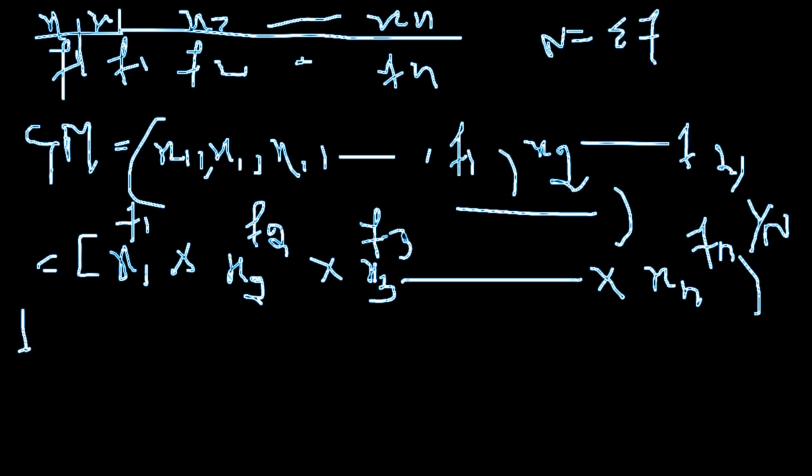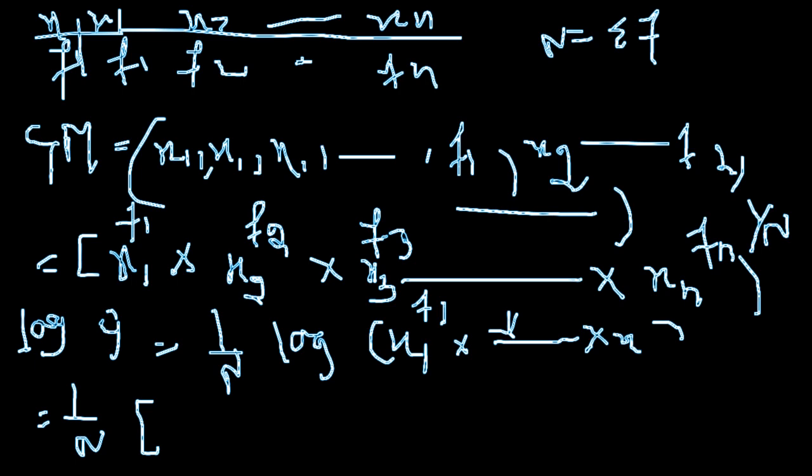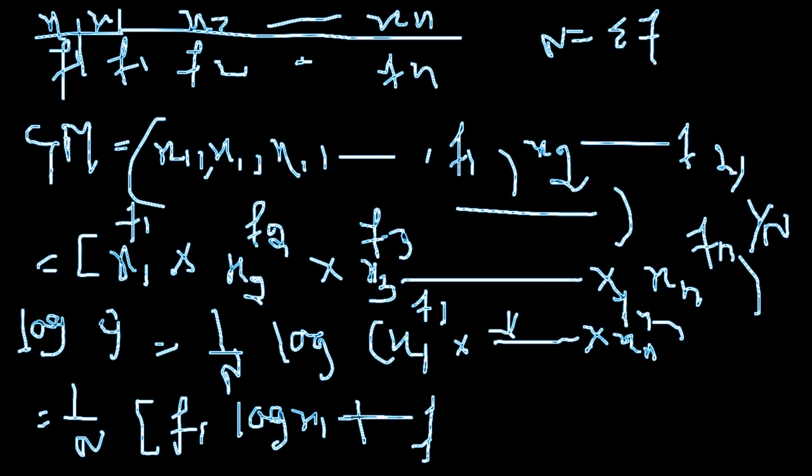Now taking log both sides. So log of G equals 1 by capital N, log of all the terms, bracket as it is. Now take your log inside. When you take your log inside, you will have log of, suppose we write the first value here, x1 to the power f1, multiplied till xn to the power fn. Now you have taken your log inside. So this would be what? Log of x1 to the power f1 implies f1 into log of x1 plus f2 log of x2 till plus fn log of xn.